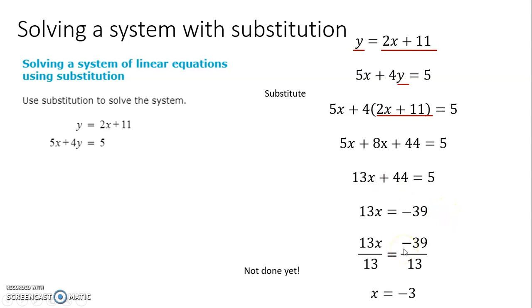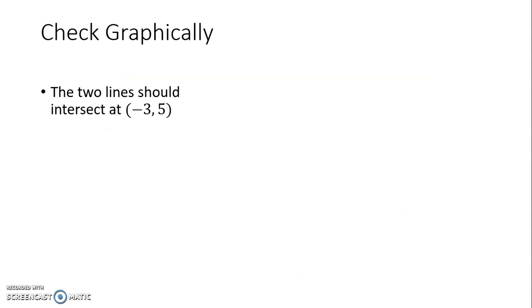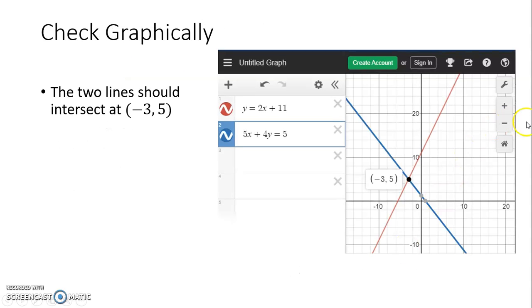Remember, not done yet. We have to plug that in. y equals 2x plus 11, plugging in -3, we get y equals 5. So our final answer would be -3, 5. Very quickly, graphically checking that. Indeed, they do cross right at -3, 5.